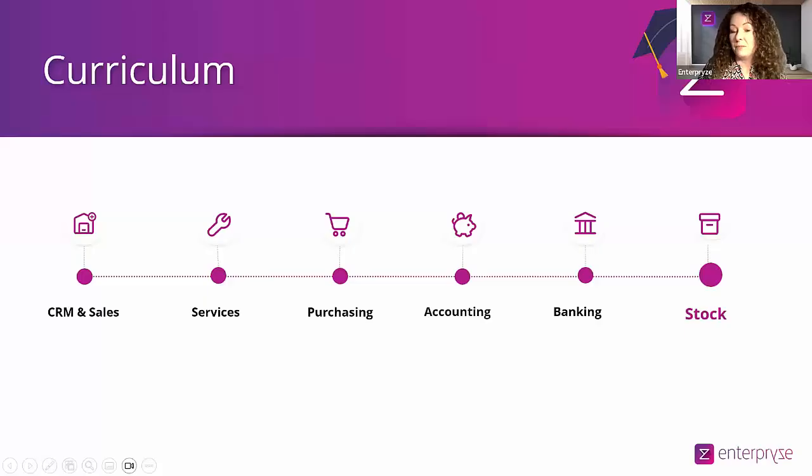Just to remind you of where we are in relation to the current curriculum. We have reached module 6, so we're over halfway through the current series for the Enterprise University. We started off with CRM and sales, services, purchasing, accounting, banking, and now on to the first series of 3 in relation to the stock. Again, if you need access to previous recordings, do check those out on our website.